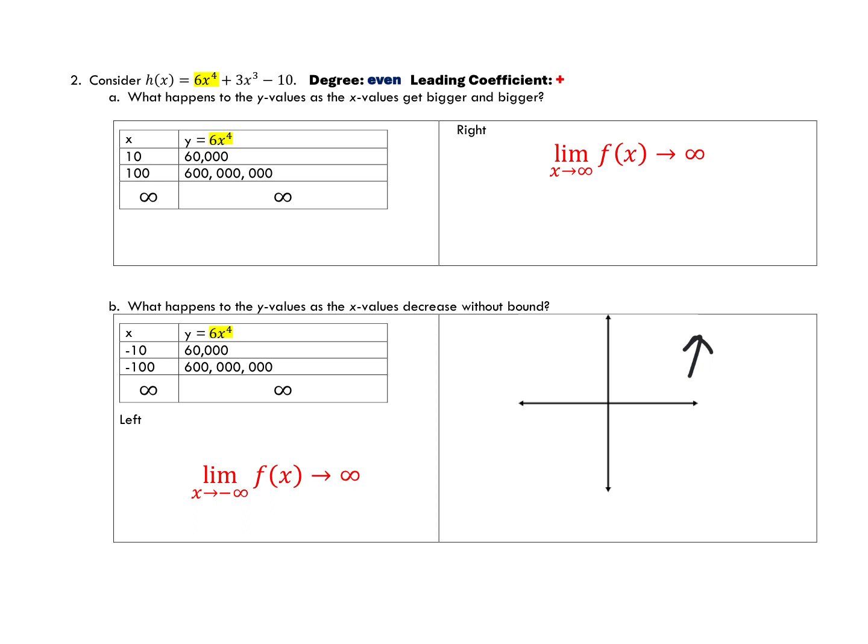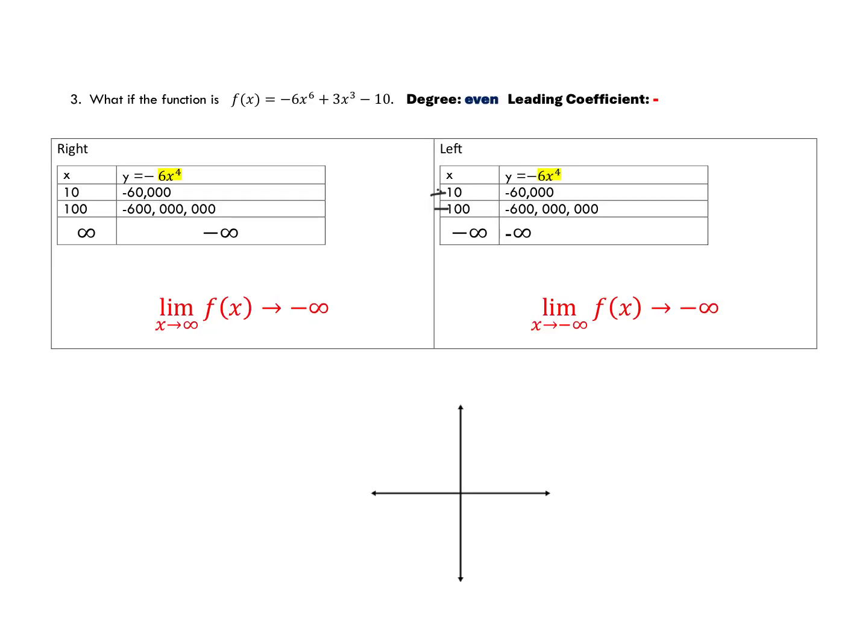And what about if I plug in small values, negative 10, negative 100? Again, because my exponent is even, the values become positive. So when I approach negative infinity, I'm still going to get positive infinity. That means the graph is going to be going up. And again, check the end behavior. This is how we are going to represent that.